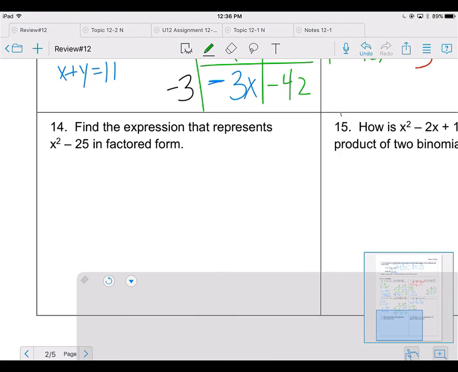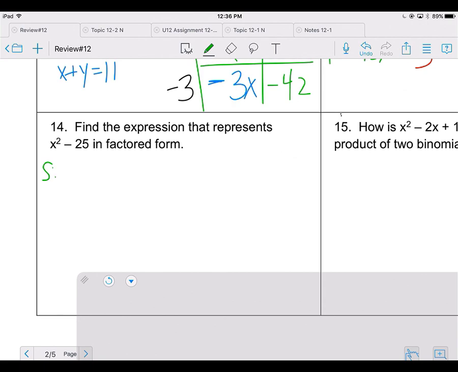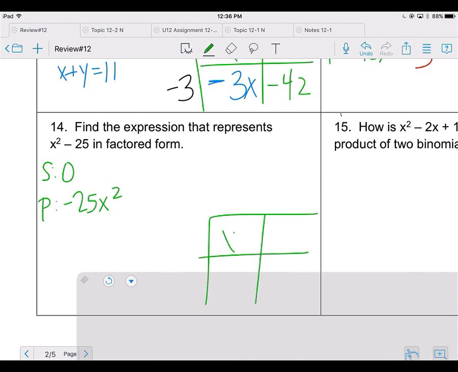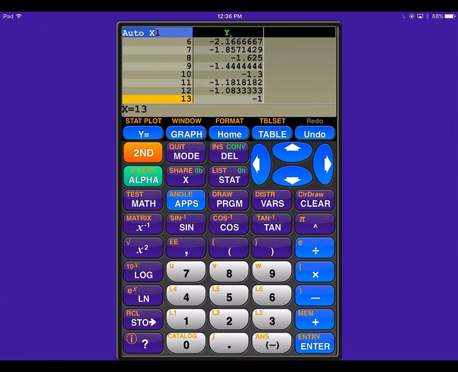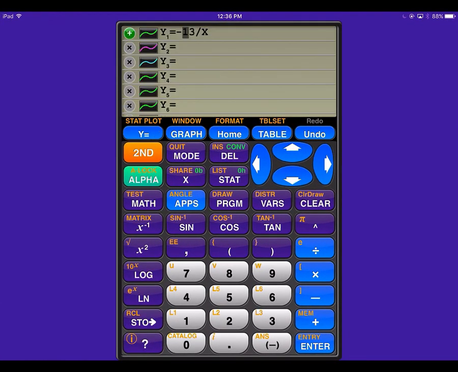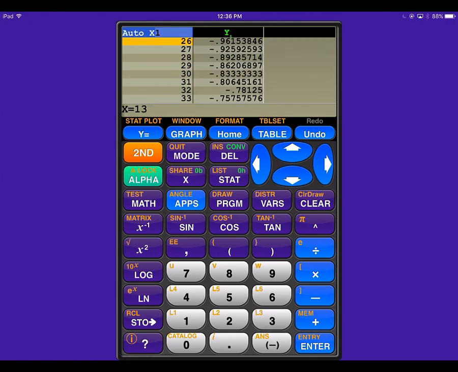Problem 14 asks me to write the expression that represents x squared minus 25 in factored form. Remember, there is no x term, so my sum is 0. My product is negative 25x squared. So I have the x squared and the minus 25. I'm looking for two numbers that I can plug in here that will add to 0, so they will cancel each other out. In y equals, I type negative 25 divided by x and take a look.